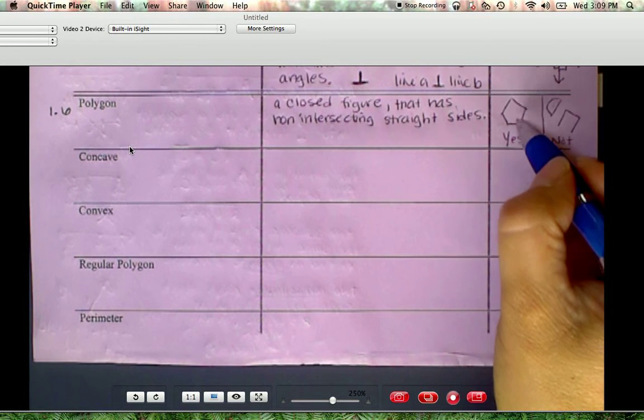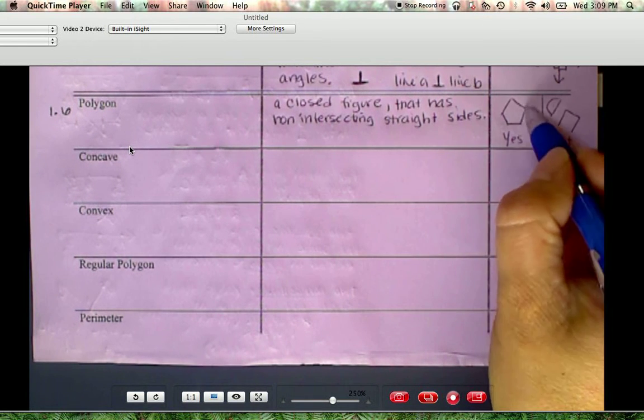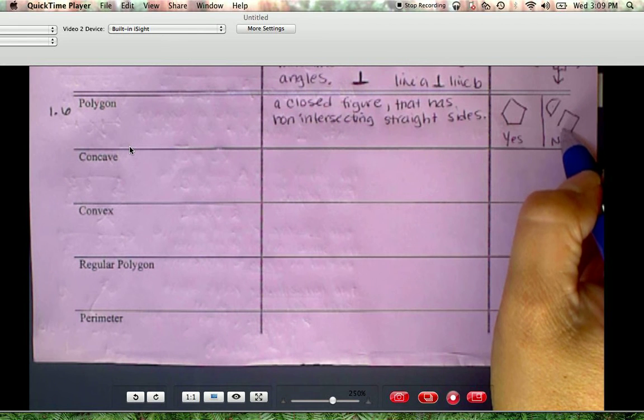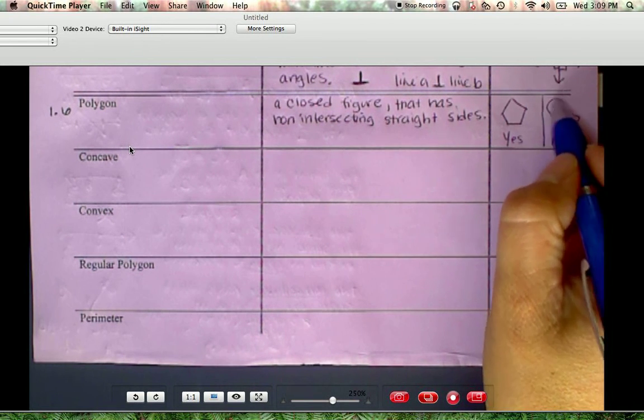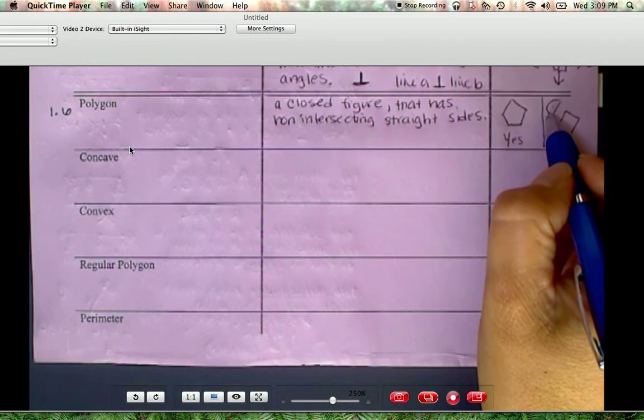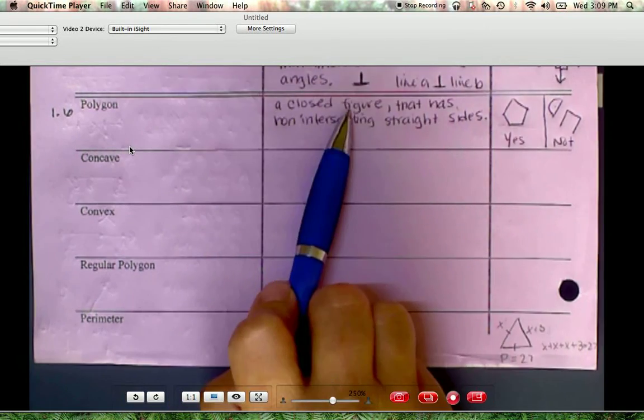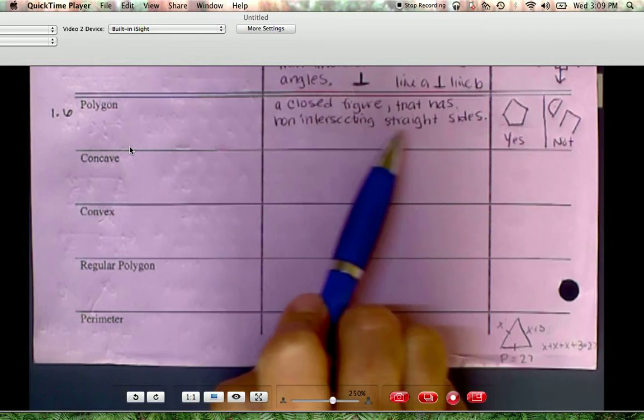So this is a closed figure, all the sides are straight. This is an open figure, automatically out. This is a closed figure with one straight side and one curved side, so this is not a polygon. So a closed figure that has non-intersecting straight sides.